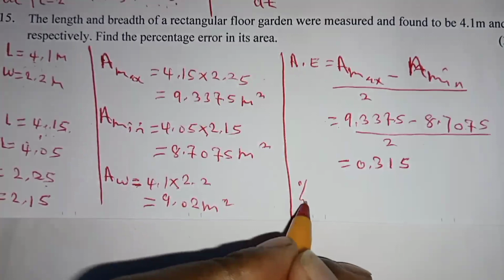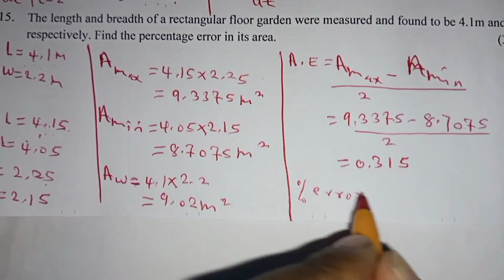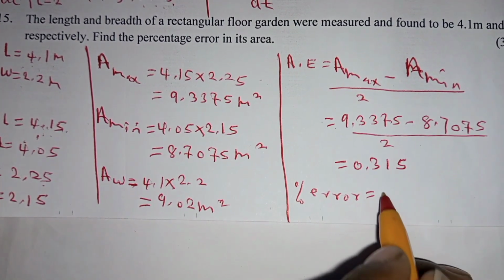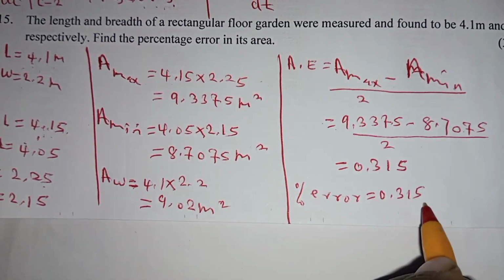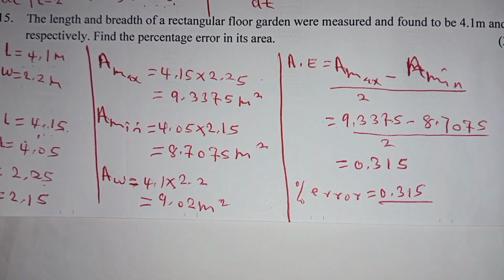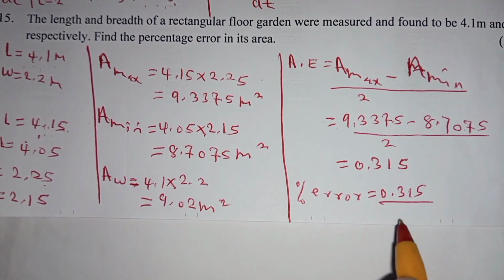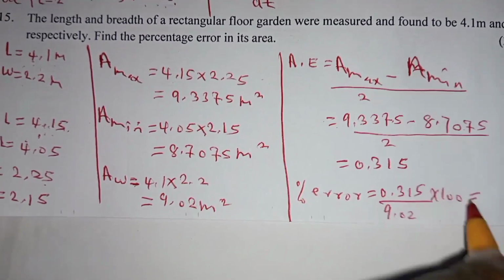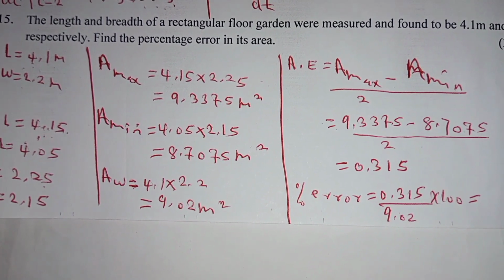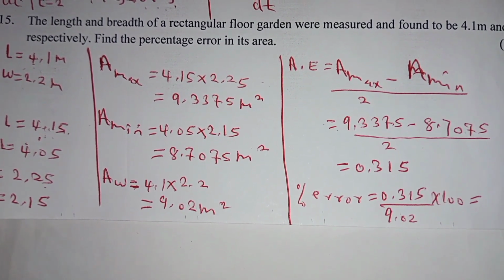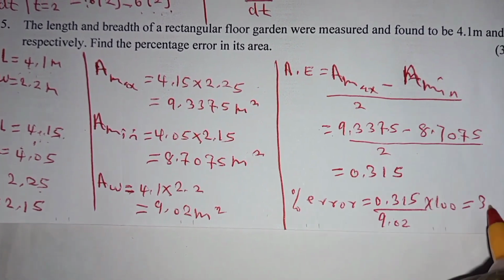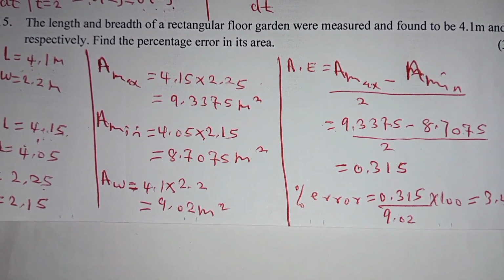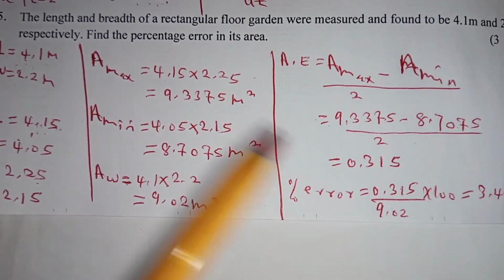Then finally, to get the percentage error: the percentage error will be given by the absolute error, which is 0.315, divided by the actual area, which is 9.02. You multiply by 100, and after simplifying that, it will give you 3.492%. So that is our percentage error in the area.